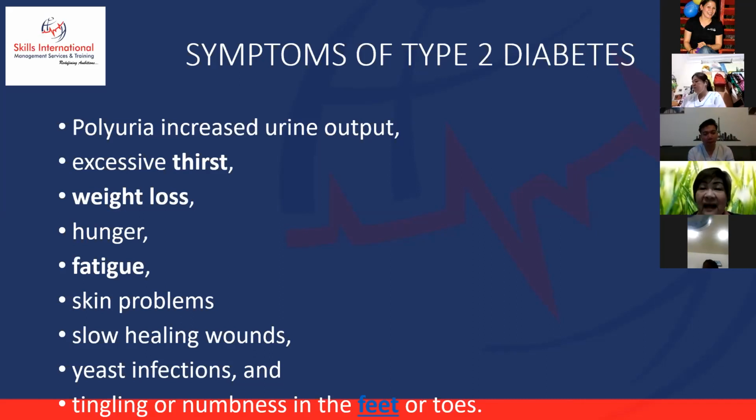So fatigue. Oh, I don't feel like going to work today. I feel like I'm weak. I want to stay at home to just rest. So with fatigue, you feel lazy, you feel weak. Then skin problems. Sometimes patients with diabetes have skin irritation. They have itchy skin. So this is one of the problems of diabetes.